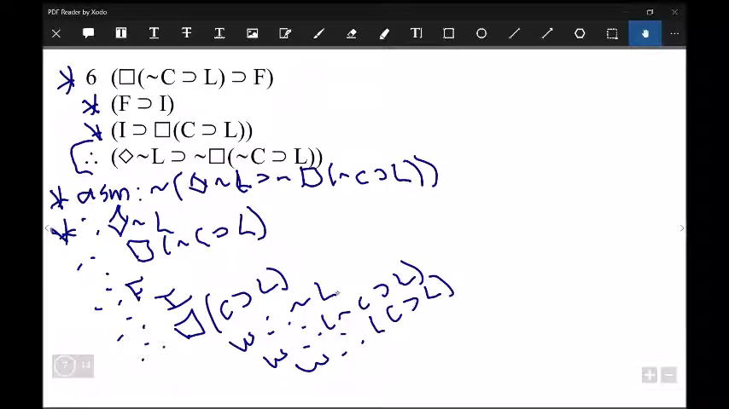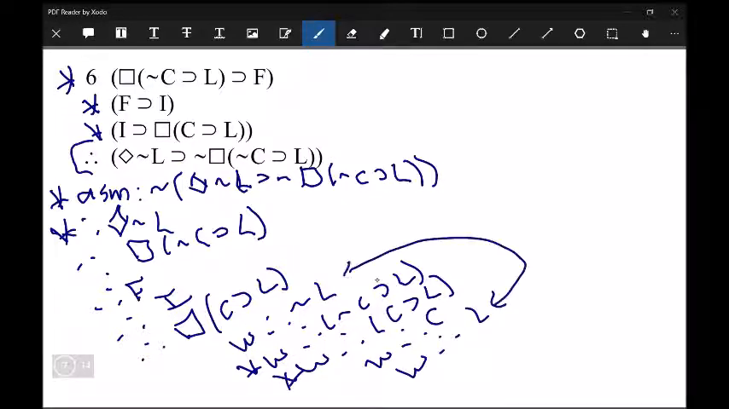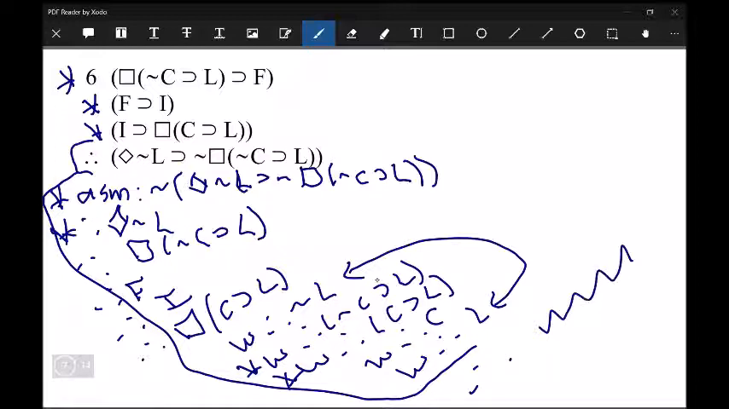Not C implies L, but not L. Neither second, therefore neither first. You get C, and then C implies L, therefore L. Contradiction. And so the assumption leads to a contradiction and therefore is wrong, and you conclude the opposite of the conclusion. I wrote that instead of this long conclusion. I'm getting lazy. Okay, there you go.